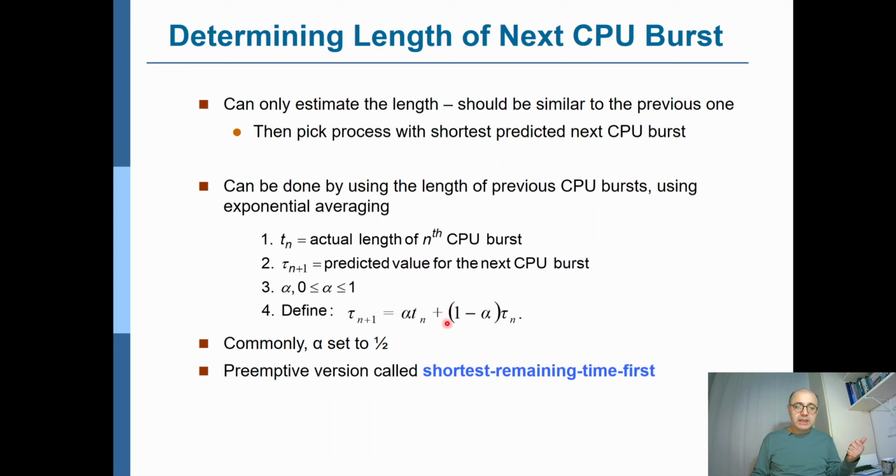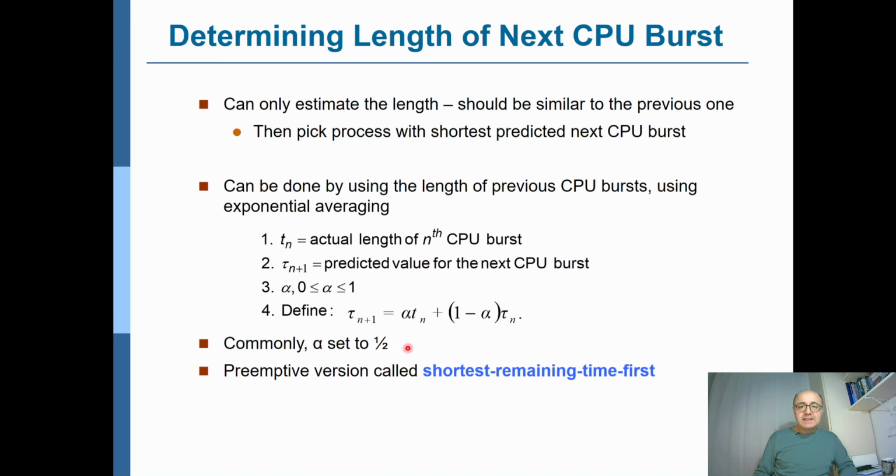So once again, it is with weight alpha the real observation, plus with weight 1 minus alpha my previous estimation. Now, this is actually a recursive definition, because tau n plus 1 depends on tau n, and tau n depends on tau n minus 1, which depends on tau n minus 2. It goes this way. But note that these all also depend on the previous observations. That's the important thing. In general, we take alpha to be 1/2, but of course it could differ.